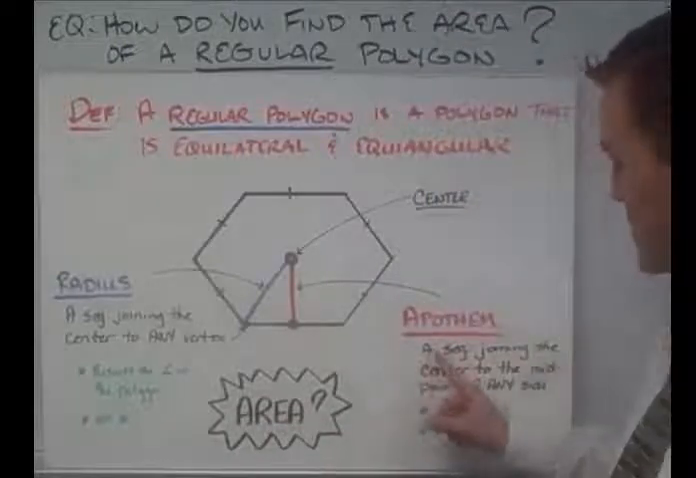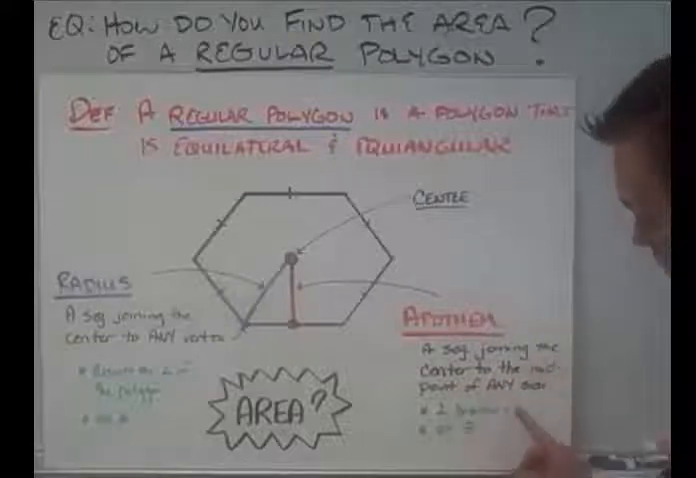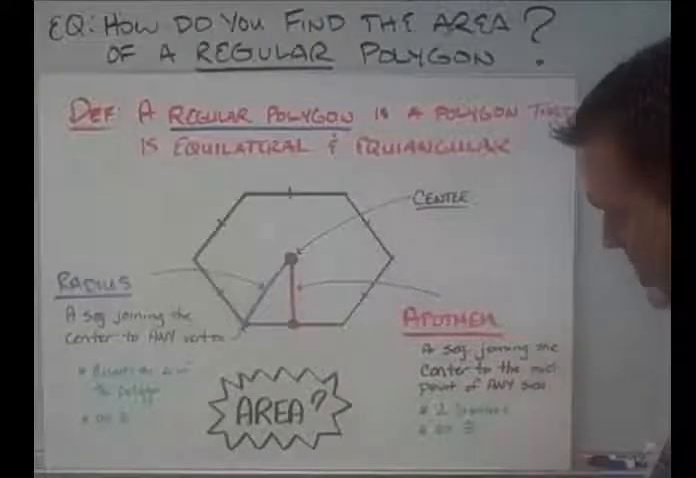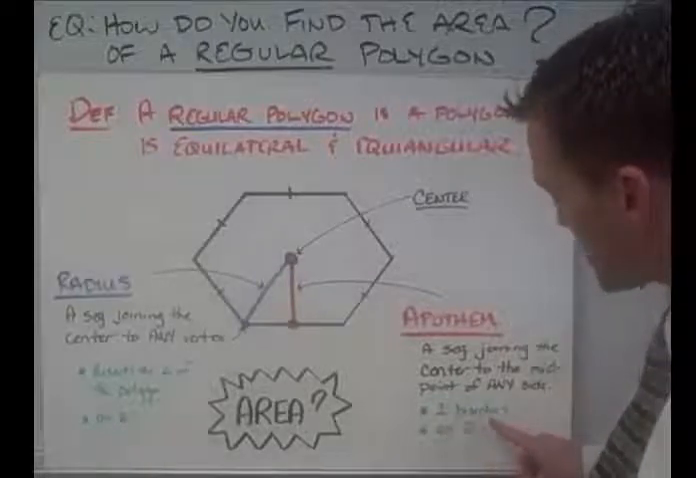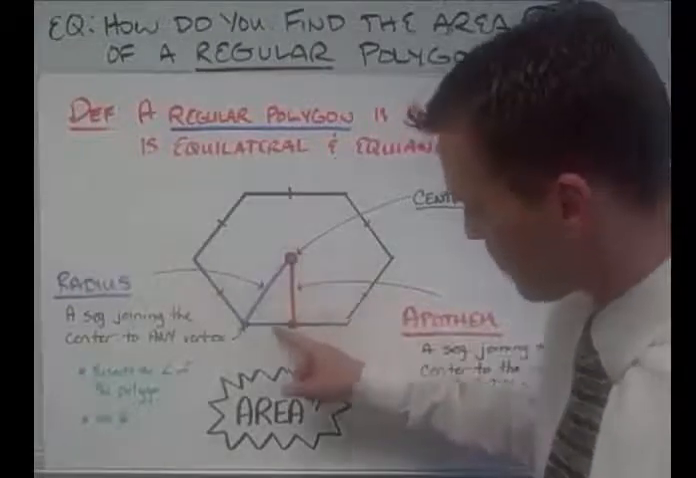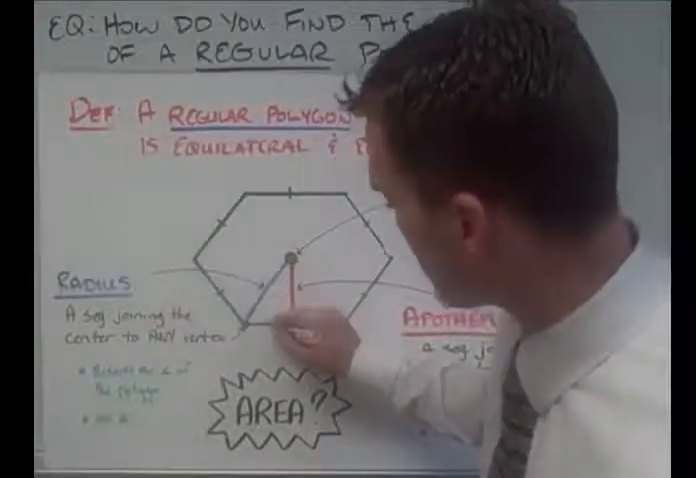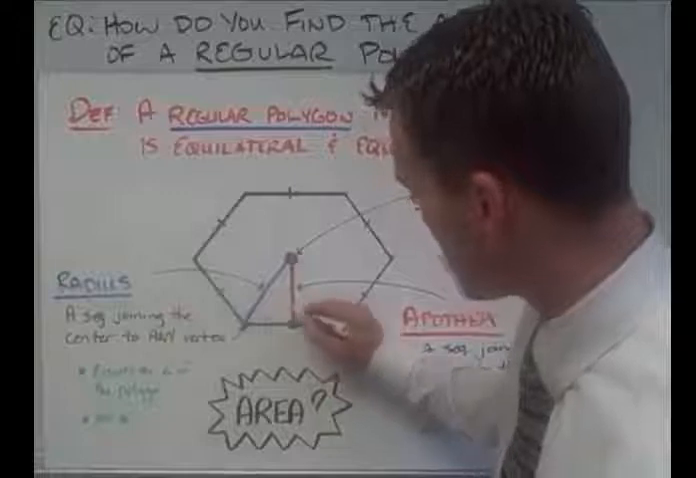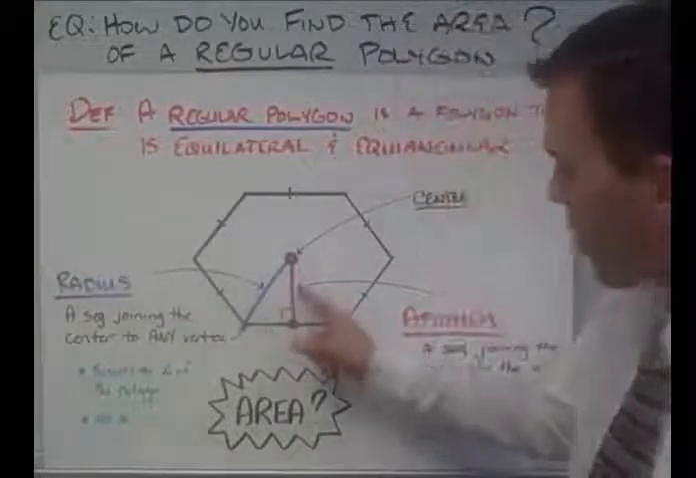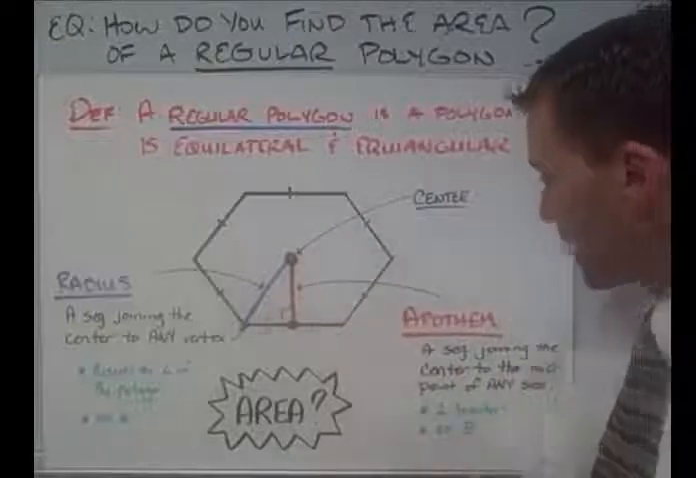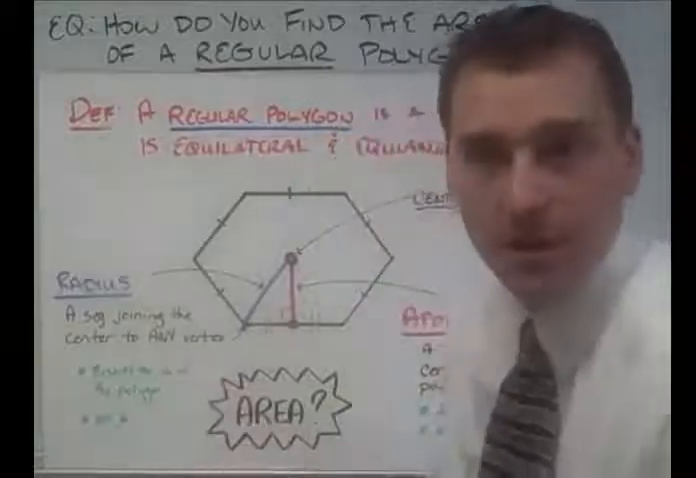An opossum is, by definition, a segment joining the center to the midpoint of any side. A couple of things are majorly important about an opossum. The first one is extremely important: it is a perpendicular bisector to any side that it's drawn to. So not only does it bisect the side, it is also perpendicular to it. That is extremely important. And all the opossums in a regular polygon are congruent. Not just this hexagon, any regular polygon, it will work.